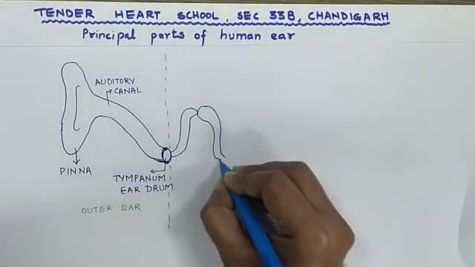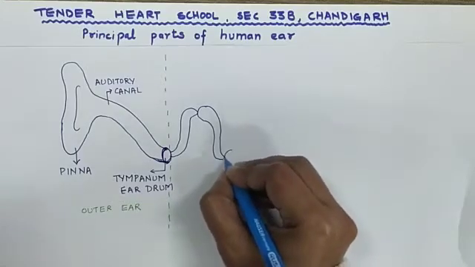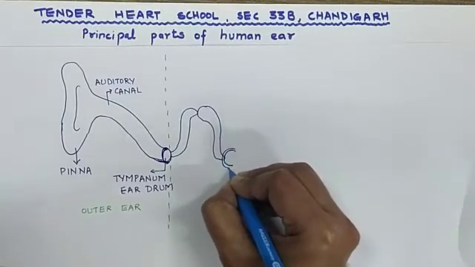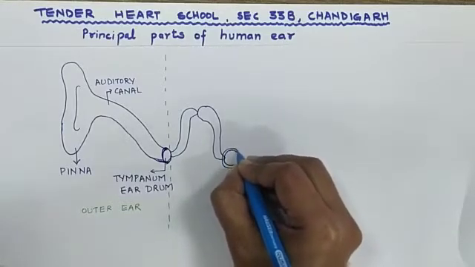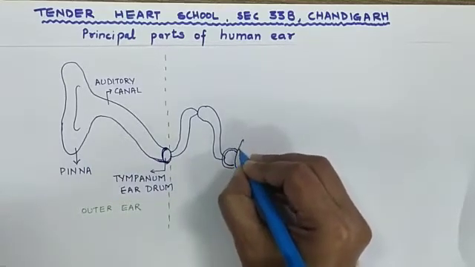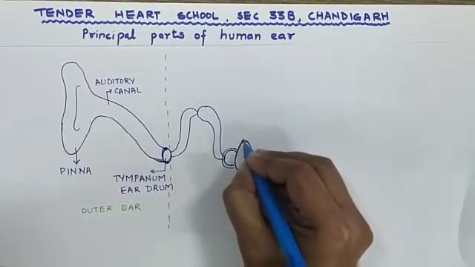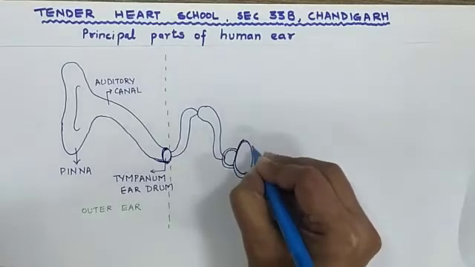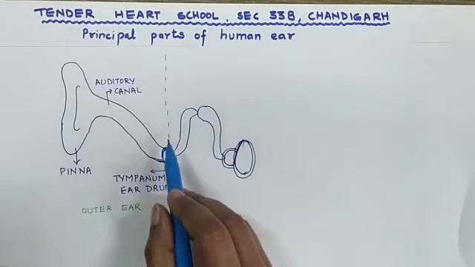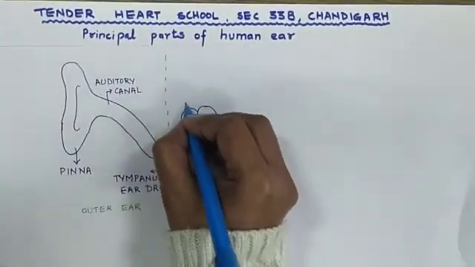This is the second bone, incus. And then the second bone is connected with the third bone, which is the stirrup. So here we have the stirrup or stapes. Right. So these are the three tiny bones. Let us label them also.